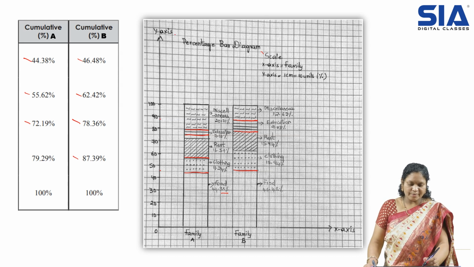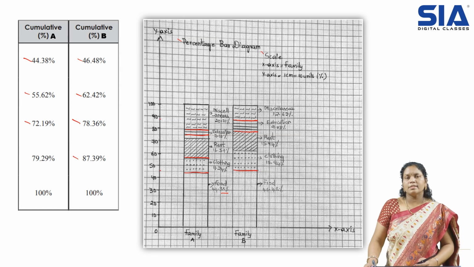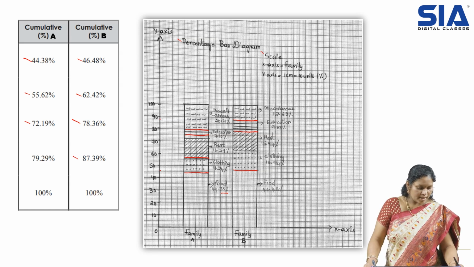The original title, what you have, percentage bar diagram, keep as the title. For the x-axis and y-axis also you can give titles, whatever they have given in the question. So family A, family B on one axis, and expenditure on the other side, you can write the titles also. So this is how the percentage bar diagram is done.